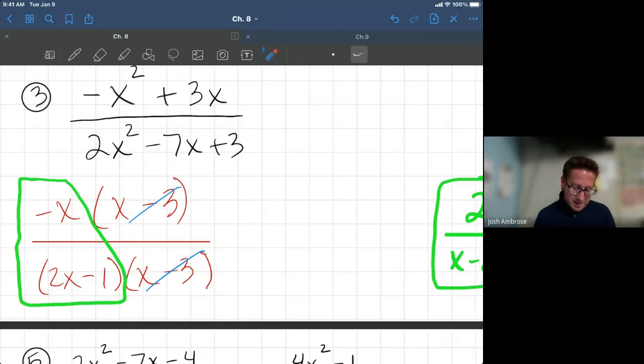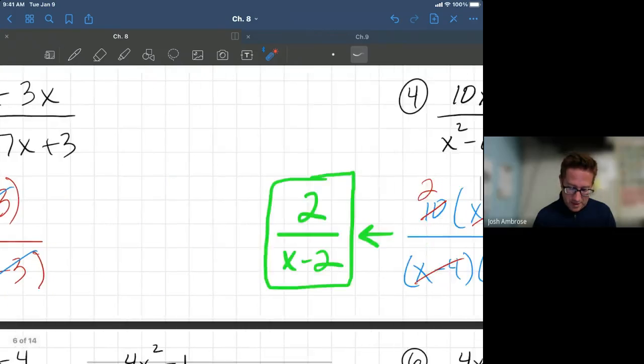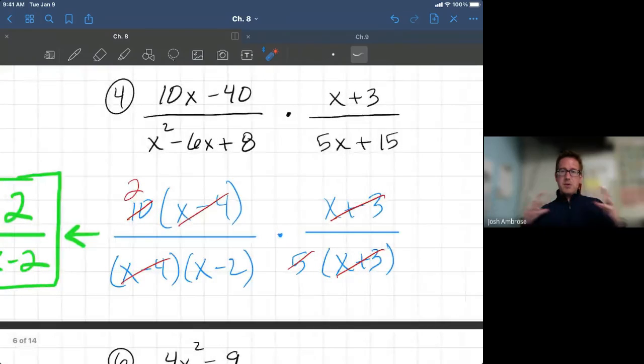These guys cross each other out. They are identical. Find the binomials that match. That's the best part. Cross them out. They're gone. This is what you're dealing with. That's what's left over. All right, what's circled in green there. Okay, next one. A little bit bigger. Steps don't change.